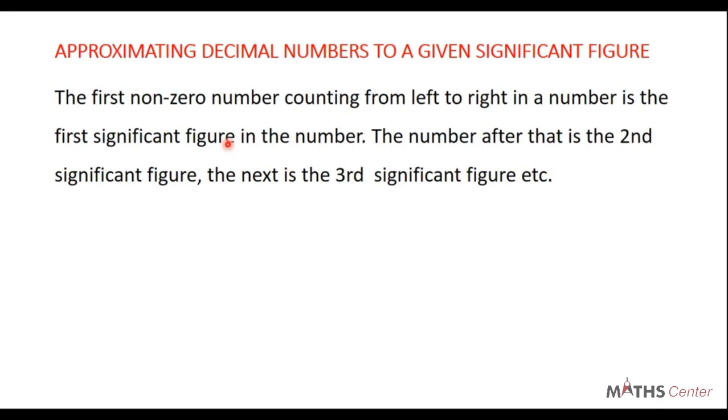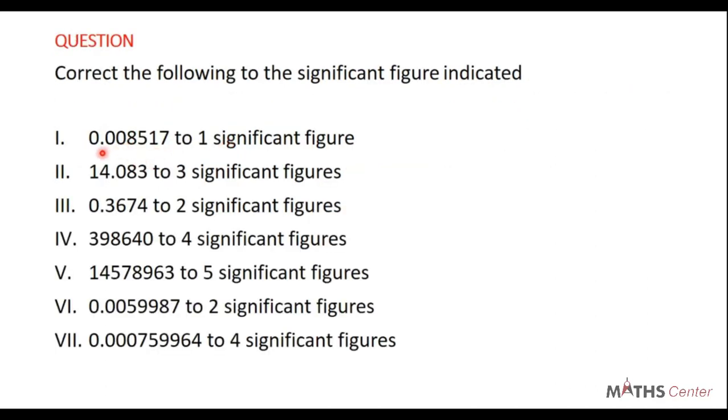The first non-zero number counting from left to right in a number is the first significant figure in that number. The number after that is the second significant figure. The next is the third significant figure. So this is what we mean when we have a number like this. Let's take this example: 0.008517. We are counting from left to right.